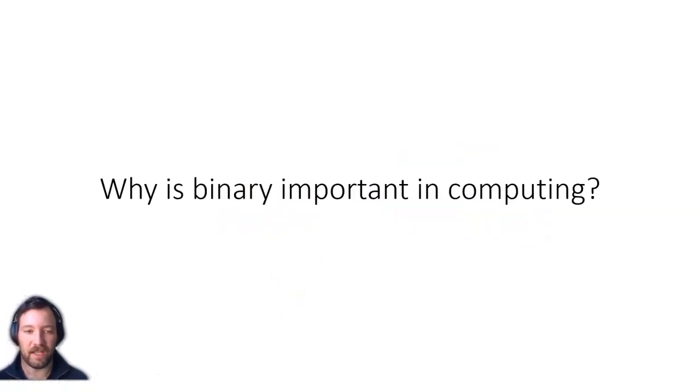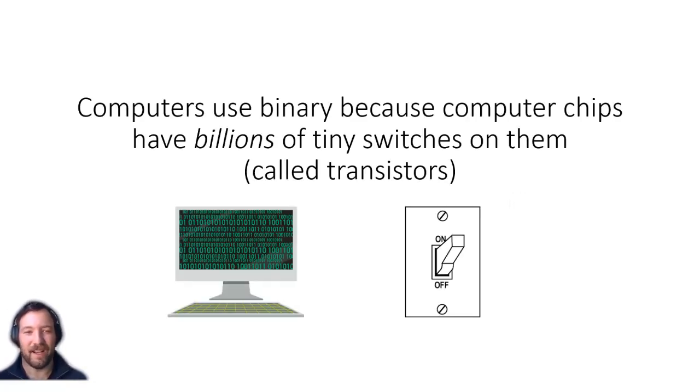Okay, and to kind of conclude this, why is binary important in computing? Why do you hear about this? Why is this something that shows up in movies like The Matrix or whatever? Computers use binary because the little computer chips that power your CPU have these tiny little switches on them. They're like little electronic switches, really. And they're called transistors. And every computer chip nowadays has billions of these things. So billions of tiny little switches are on the chip inside of your computer.